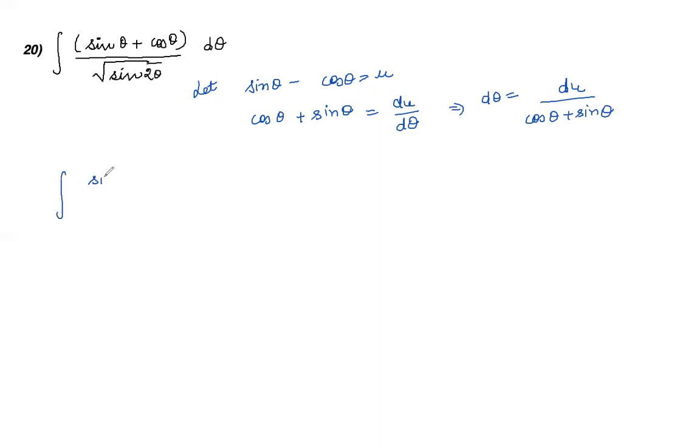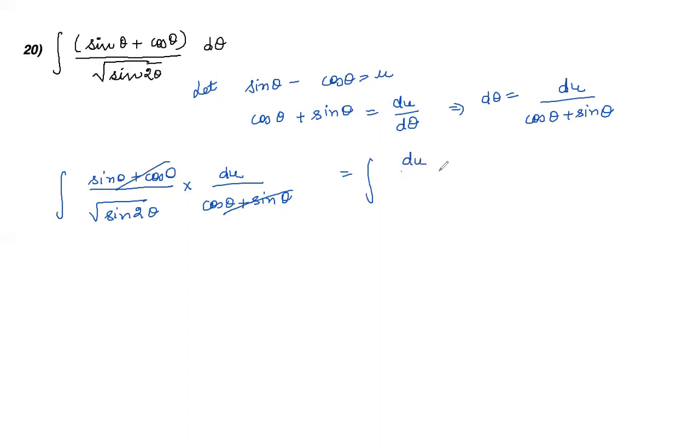I'll substitute the values back in the question. I'm keeping sine theta plus cos theta as it is. Also, I'm keeping this also the same, under root sine 2 theta, because I don't have the value of sine 2 theta as of now. And d theta I'm keeping du upon cos theta plus sine theta. So both the terms will get deducted, and finally I have du upon under root sine 2 theta. Now I need to find the value of under root sine 2 theta. So from here, I'll find the value of sine 2 theta.